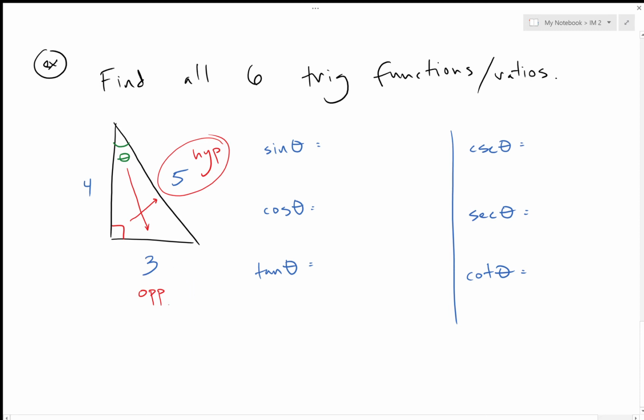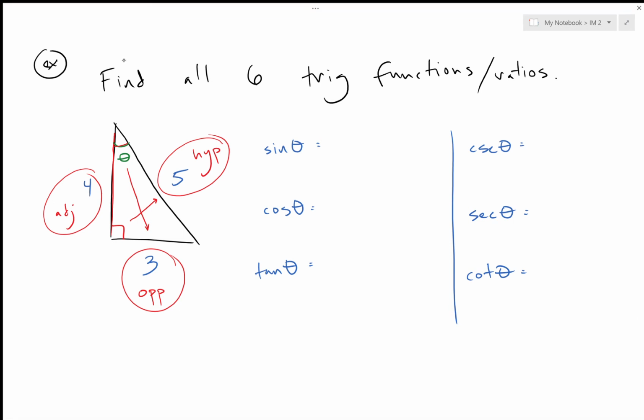All right. Now, all that's left, we have opposite, hypotenuse. The only thing that could be left is the adjacent. And is that side touching the angle? Yes, it's touching. It is next to. So there's my adjacent. And once we have everything labeled, we just fill these in.